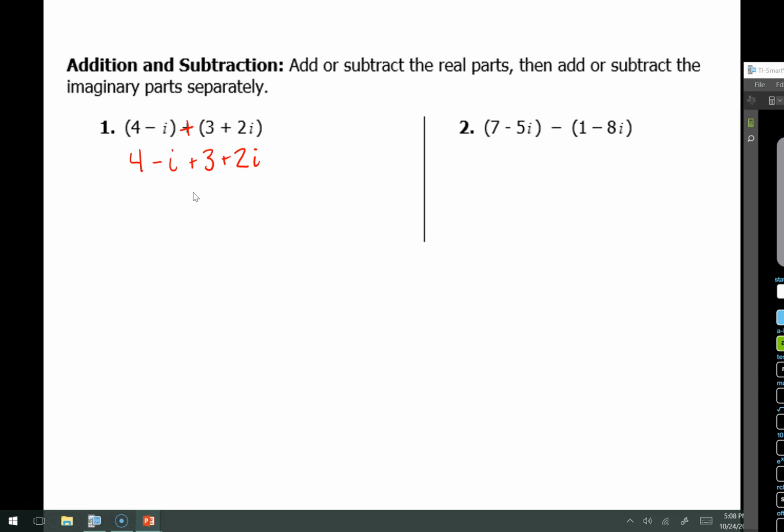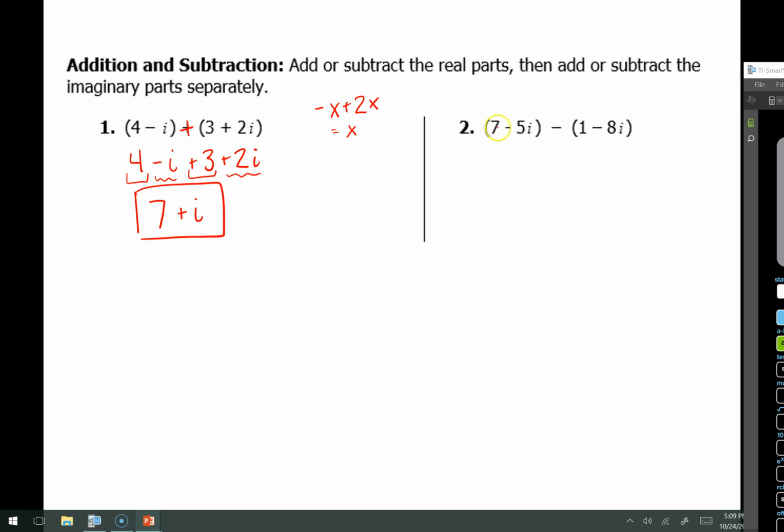So that means I can combine like terms. I can do 4 plus 3, which is 7, and negative i plus 2i. If I think about that as negative x plus 2x, since I'm treating it like a variable, that's the same thing as just x. 2x minus x is x, so that means negative i plus 2i is just going to be positive i. So my complex number simplifies to 7 plus i.